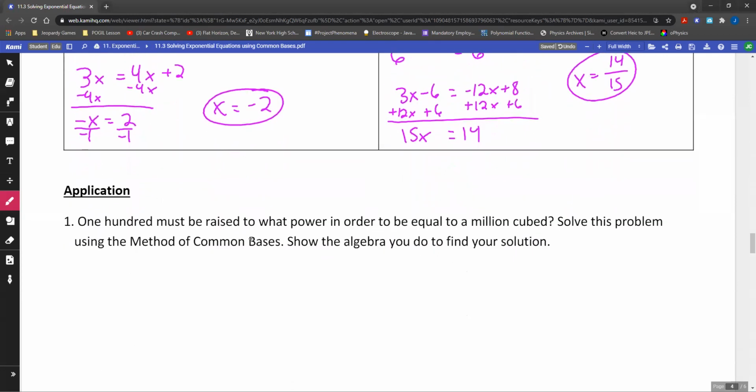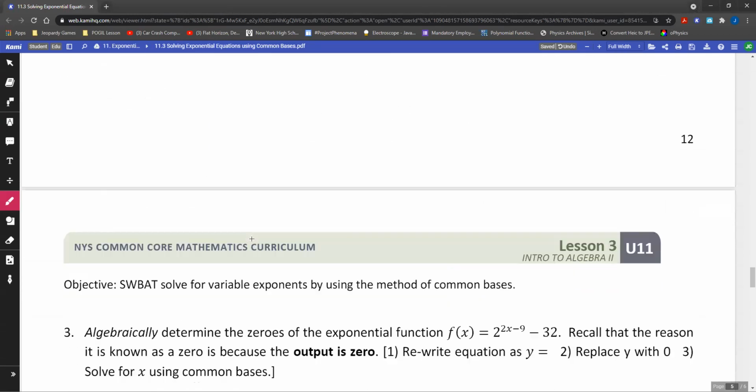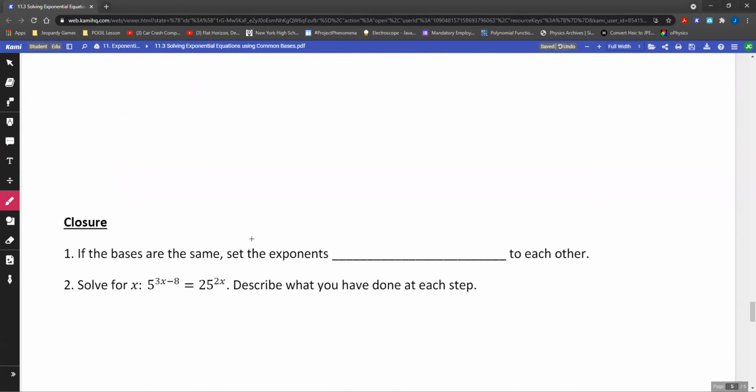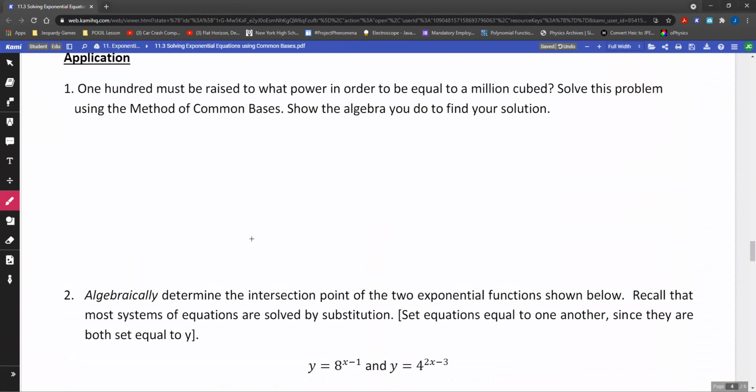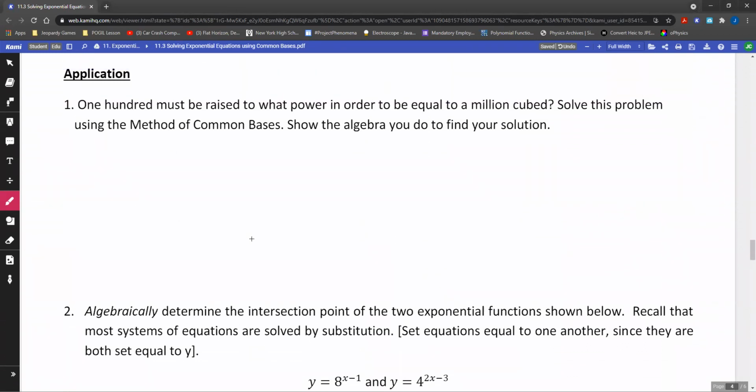And that's it for those questions. I just want to scroll down. All right. So there are these next 4 questions. Here it says 100 must be raised to what power in order to be equal to 1,000,000 cubed. All right.